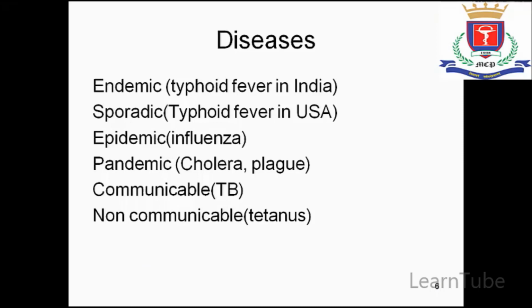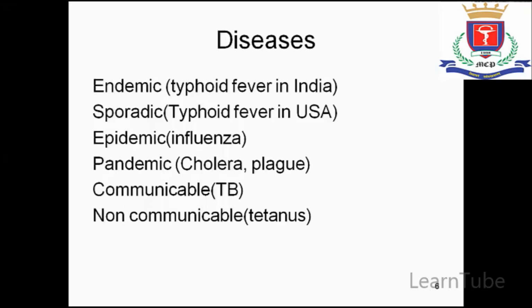Endemic is a disease which is very common in a particular area. Okay, so an example is typhoid fever in India. Typhoid in India is very common. So that particular type of disease is known as an endemic disease. Sporadic is a disease which is not common in a particular region. Like in the US, the hygiene conditions are so up to the bar that they usually do not get infected with these kinds of diseases. So typhoid fever in the US becomes a sporadic one.